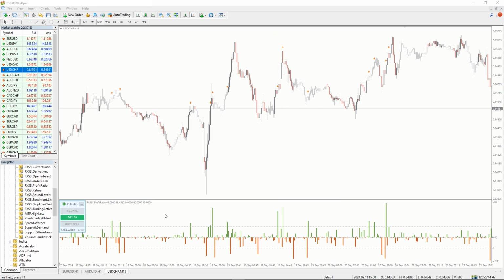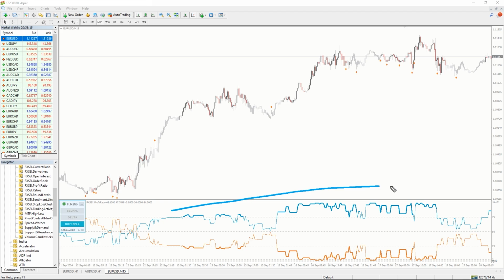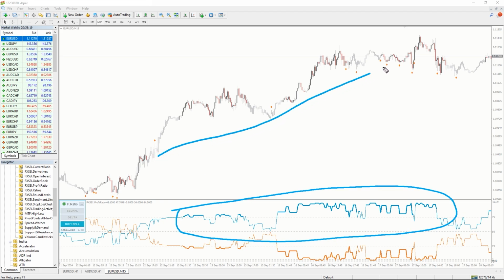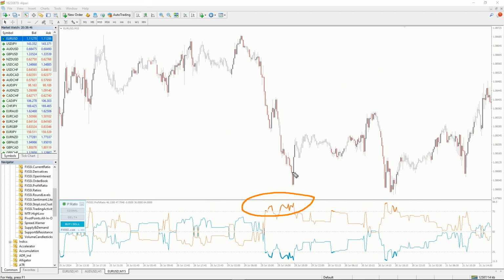To spot trends with the profit ratio indicator, switch to the buy-sell mode. If buyers are above the 75% mark, the trend is most likely upwards. If sellers are above the 75% mark, the trend is downward.